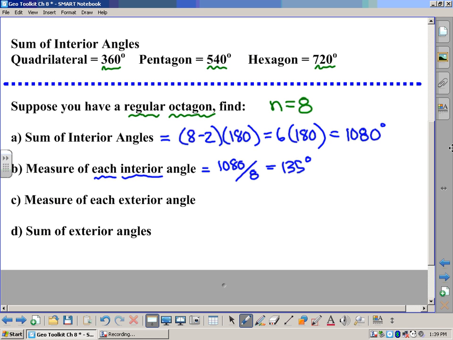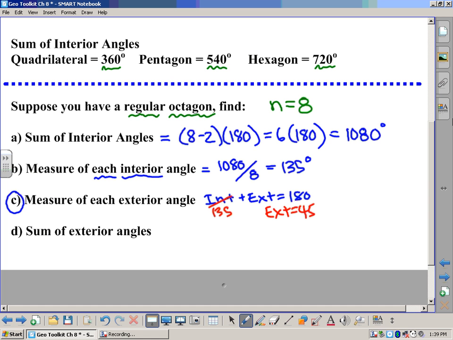All right, moving on here. There's 2 ways to figure out problem C. One way is, we know that if you take the interior plus the exterior angle, it equals 180. So in this case, we know one interior angle is 135. Therefore, 135 plus the exterior angle is 180. So all you have to do is take 180 minus 135. The exterior angle ends up being 45.